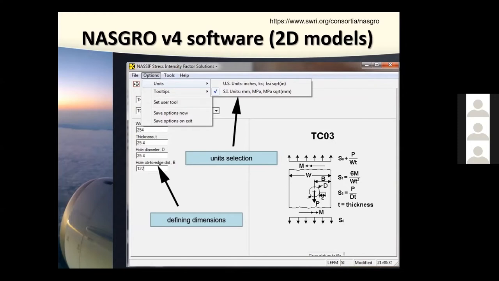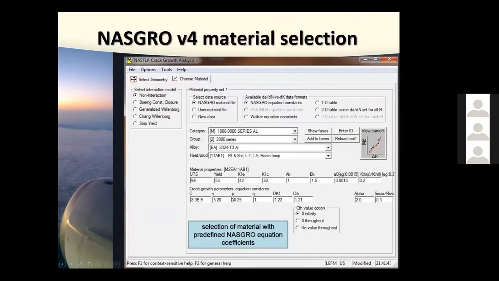So you select the specimen from the database, you define the thickness, diameter, and hole, and you choose units, between standard units and American units. The next step is to choose a material from a database. There are more than, I think, 200 materials in this database. Again, unfortunately, this database is not now available for free download.